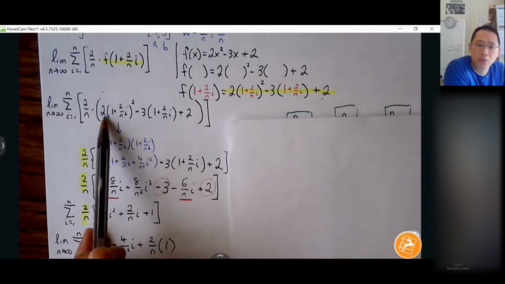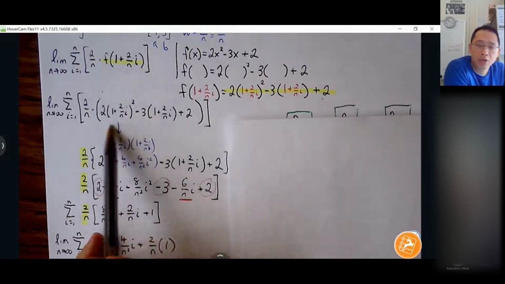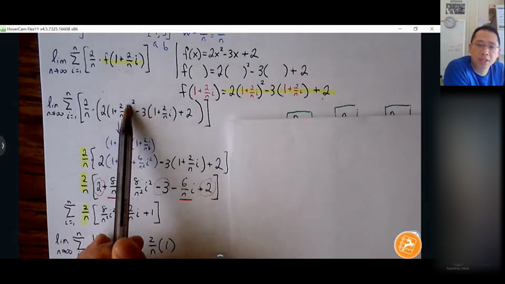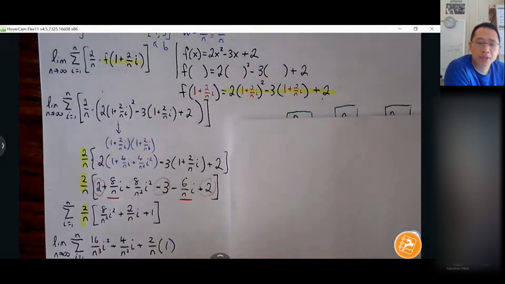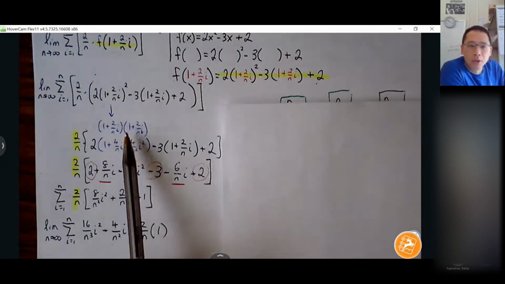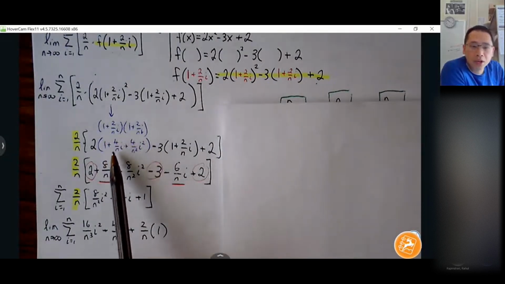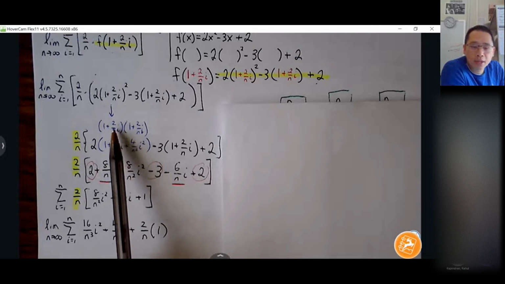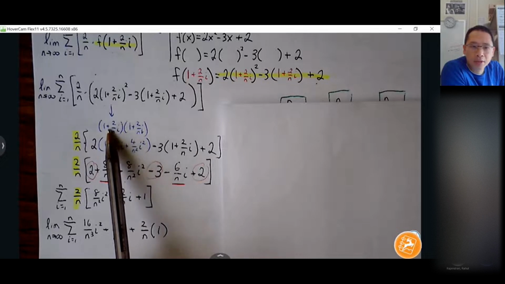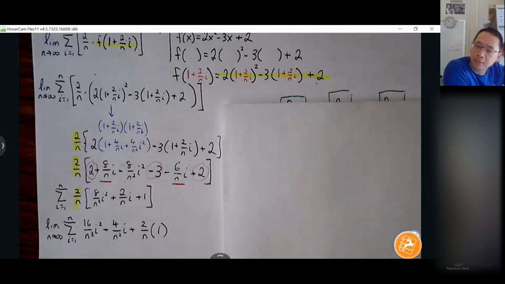Okay, so we don't always go from left to right. We want to do order of operations: exponents and parentheses take precedence before any multiplication. So we square this binomial here. We get 1 plus 4 over ni. I skipped a step here. I added the middle terms: 2 over ni plus 2 over ni gives me 4 over ni.